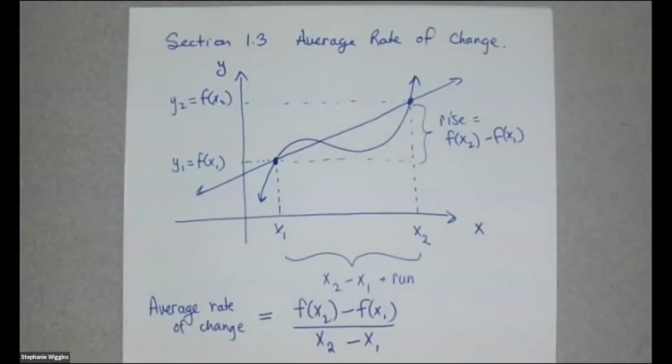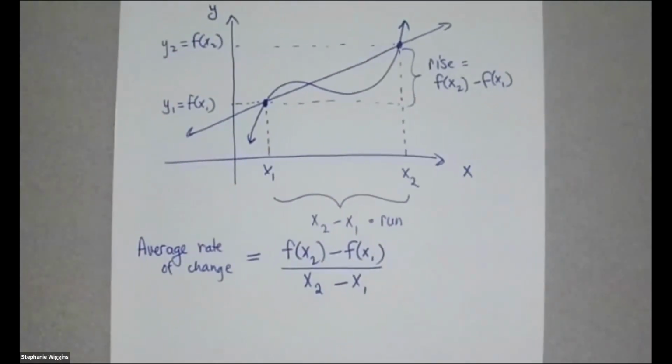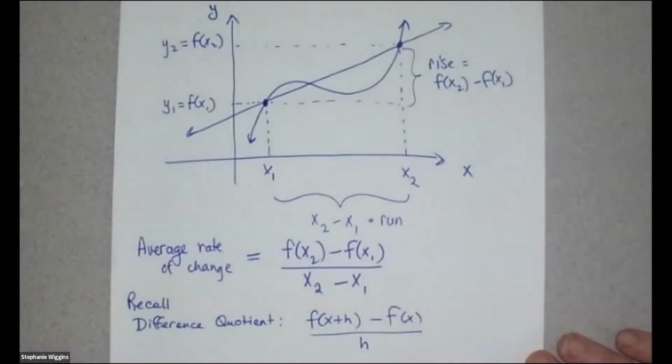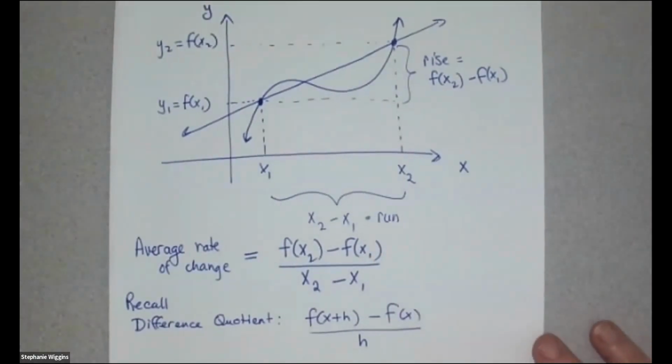Now you've seen something like this before. Obviously that's just how you calculate slope, but it's also the difference quotient. The difference quotient was in a little bit of a different form. Remember, that was f of x plus h minus f of x over h. Well, how are these the same? Well, let me just show you a picture.